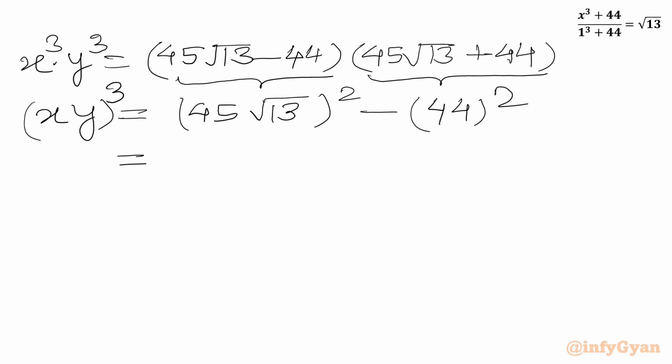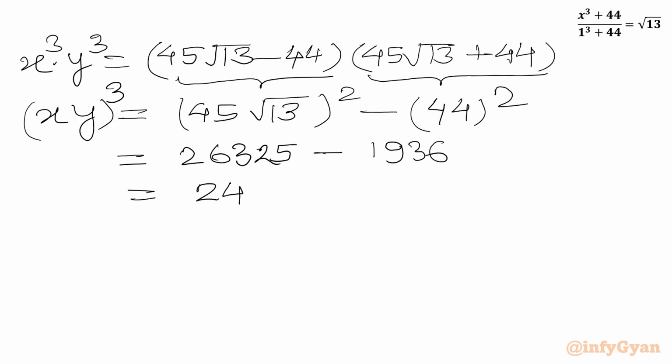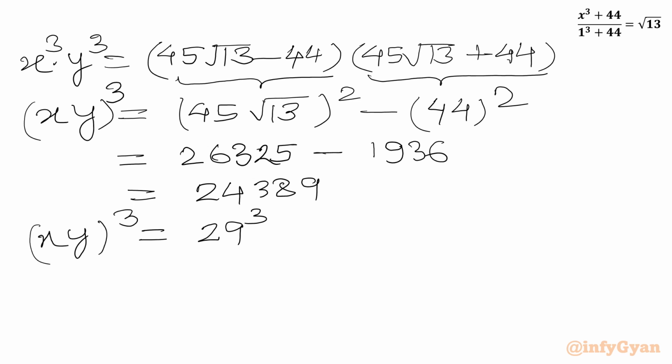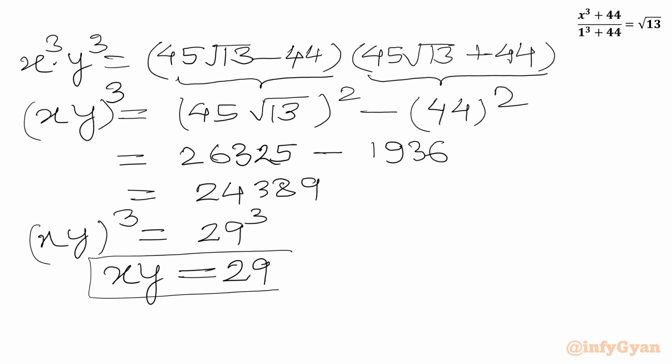Now 45² is 2025, times 13. So this will give us 26,325, minus 44², which is 1936. This difference will be 24389, which is the cube of 29. Left hand side we have (xy)³, right hand side we have 29³. Once we take the cube root on both sides, for real xy it will be equal to 29. This is our equation number 2.